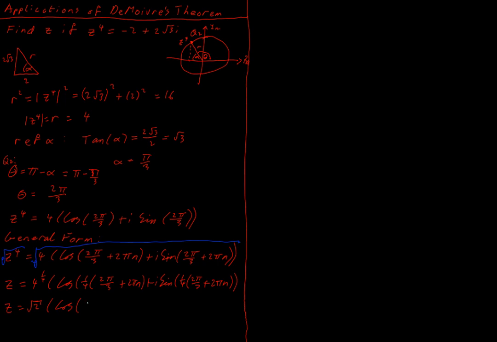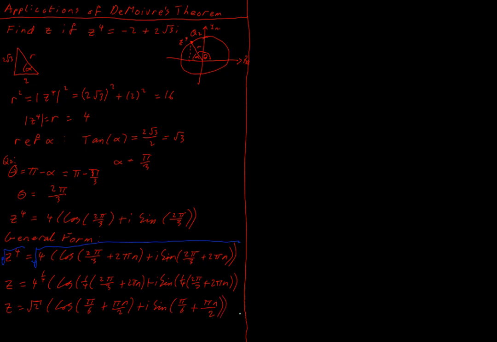When I multiply this in, I end up with pi all over 6, which I recognize as 30 degrees, plus pi n all over 2, plus I sine pi over 6, plus pi n all over 2.